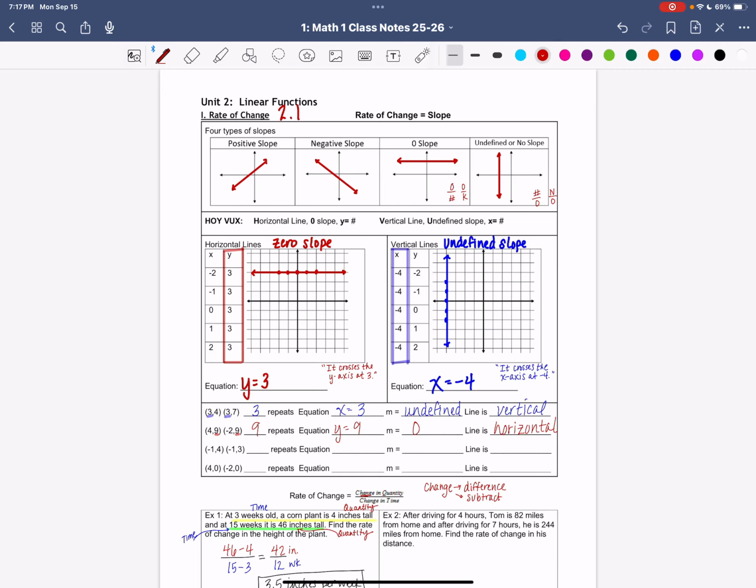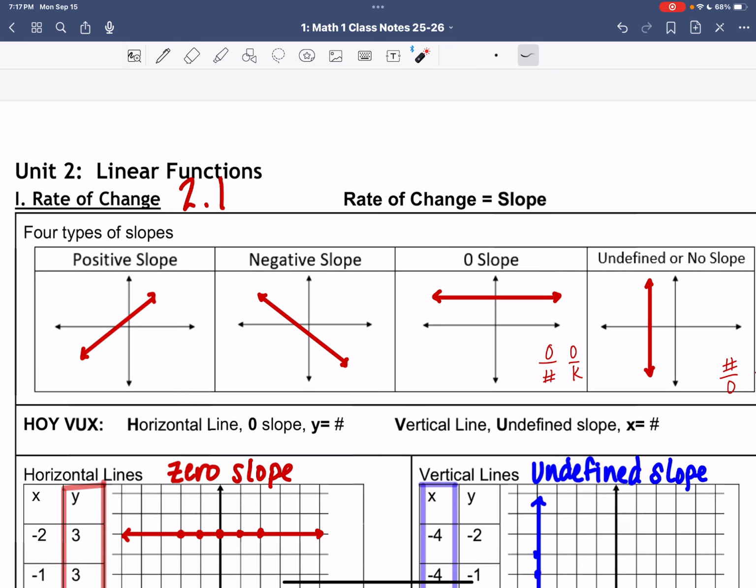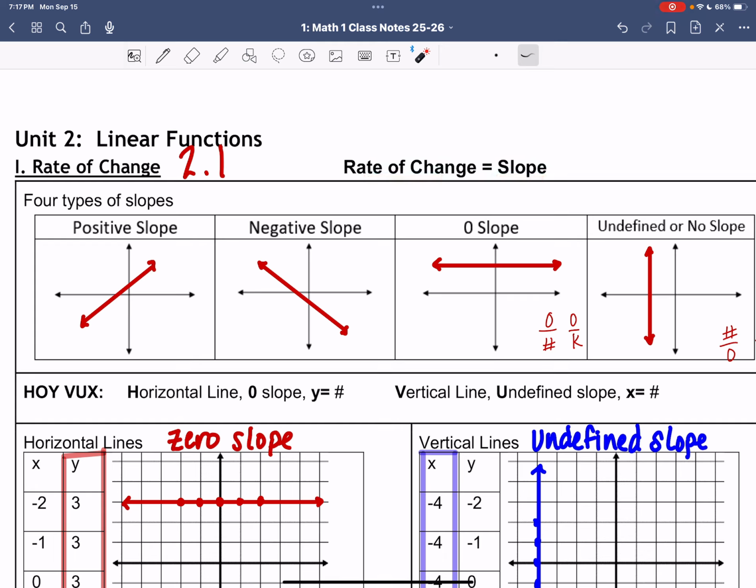All right, what we're going to be talking about today in linear functions is rate of change. Another word for rate of change that you'll hear is slope. There are four types of slope. If you go left to right and your slope goes uphill, that's a positive slope. If you're going left to right and it looks like it's going downhill, that's a negative slope. If it doesn't look like your slope is going up or down, it's just going left to right, that's a zero slope. And if your slope only goes up and down, it's an undefined slope.